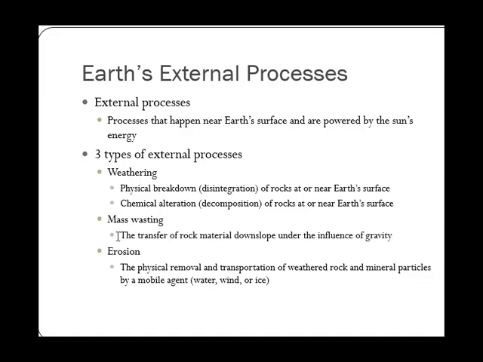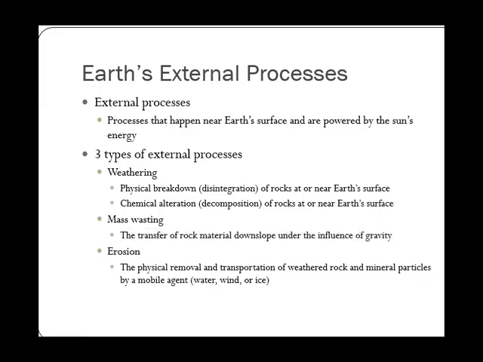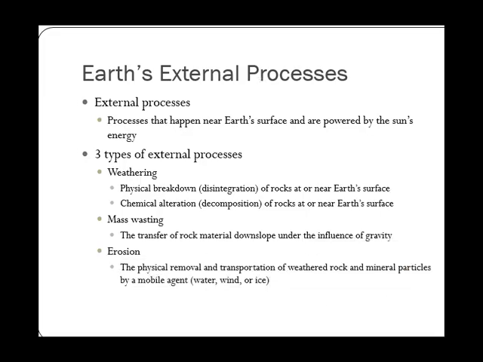You could also have mass wasting, which is the transfer of rock downslope under the influence of gravity. Like, for example, a mudslide or an avalanche. Well, an avalanche is usually when it happens with snow, but when it happens with rocks, rocks fall down the hill. That is wasting. And erosion is when it gets moved from place to place, the physical removal and transport of the weathered rock by a mobile agent. That could be water, usually water. It could be wind, could be ice, like in the case of glaciers, where glaciers move south and drag rocks along with them, but that is erosion.